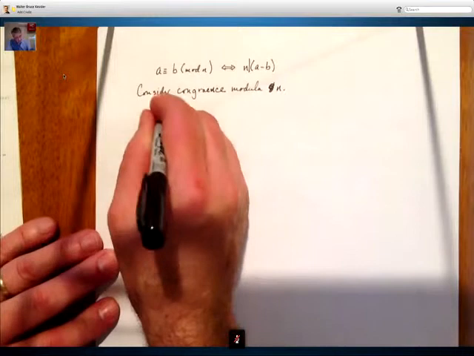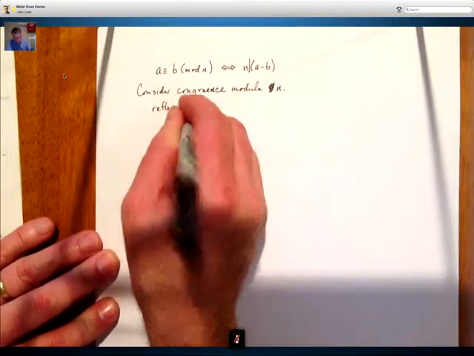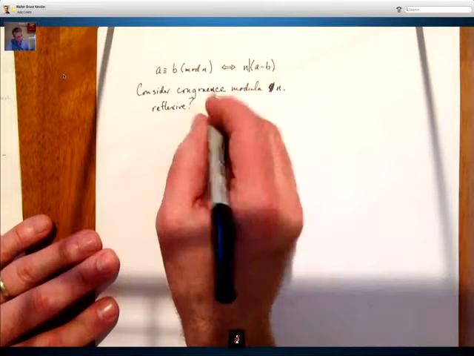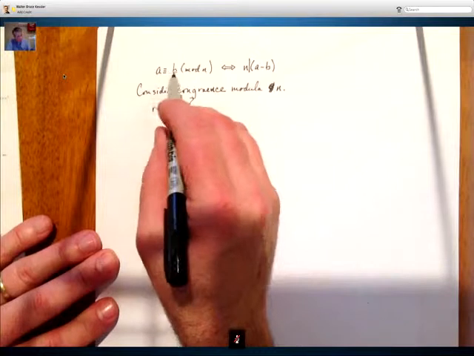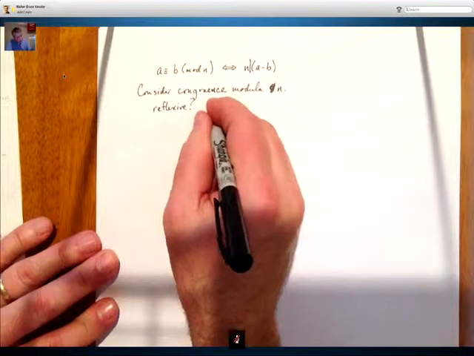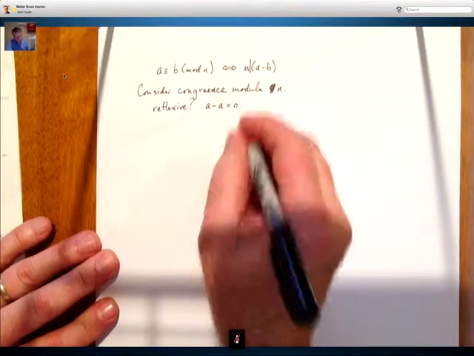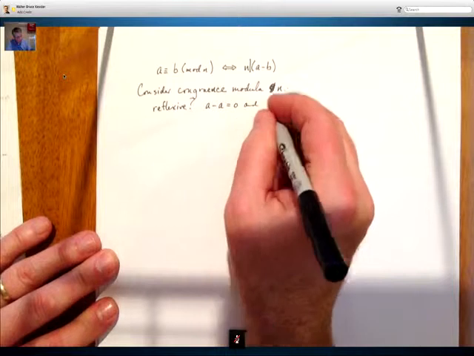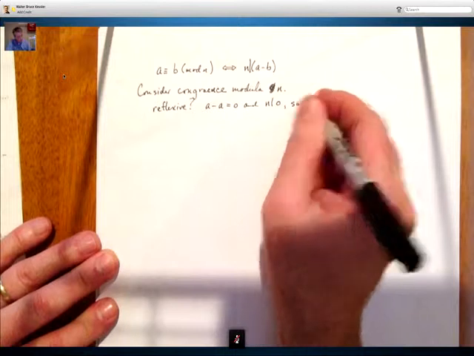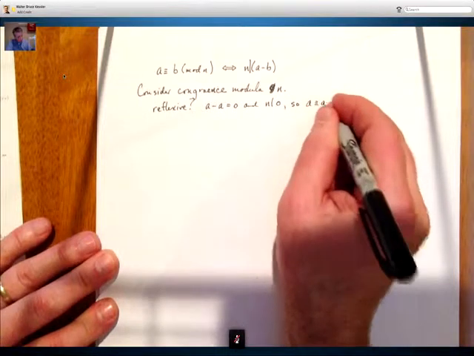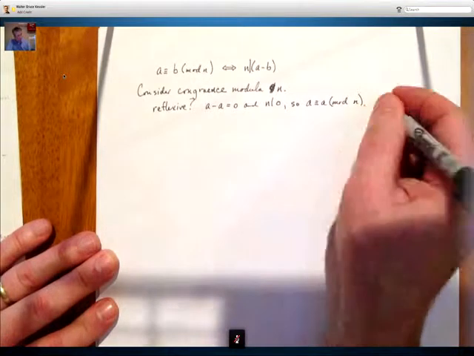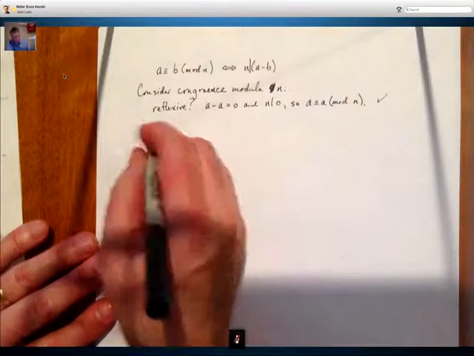All right, let's consider reflexive. We want to show that A is congruent to itself, mod n. Okay, so let's consider A minus A. That's 0. And n divides 0. So A is congruent to A mod n. And that one checks out.